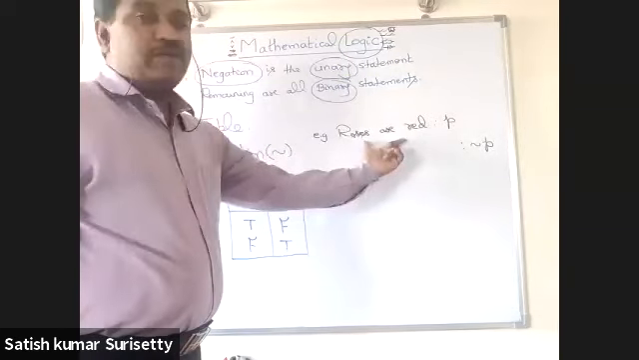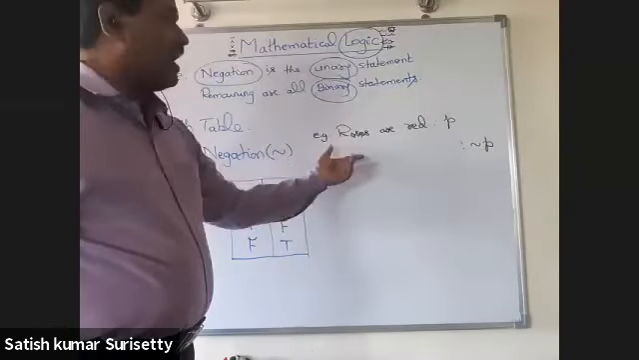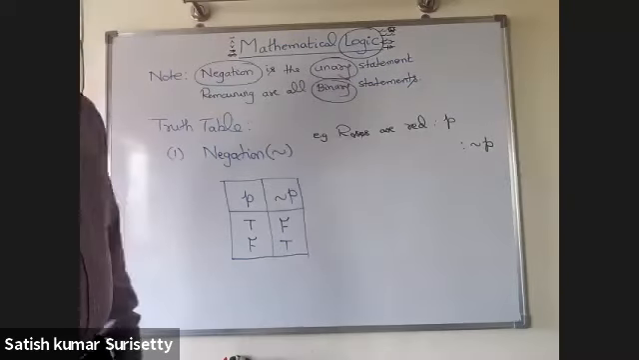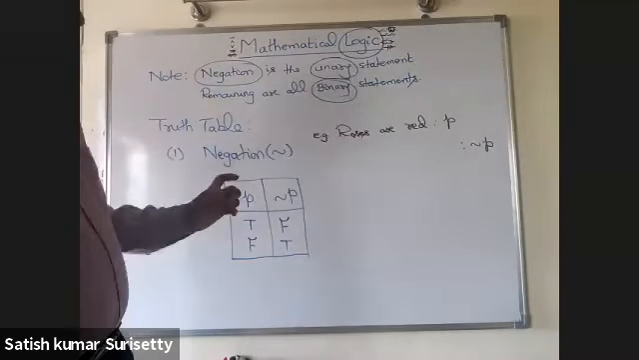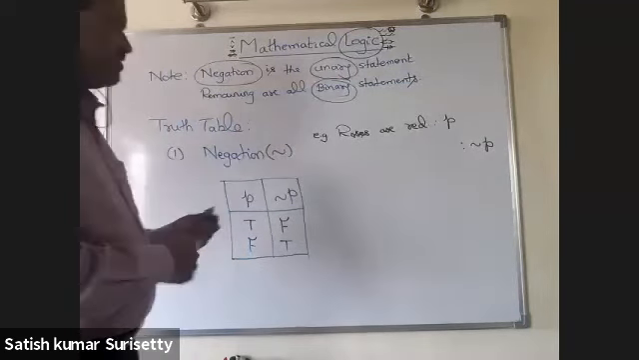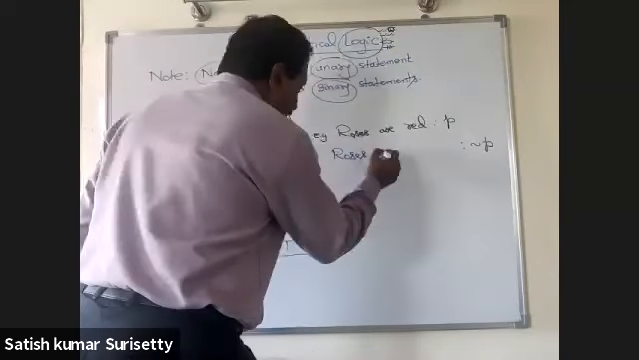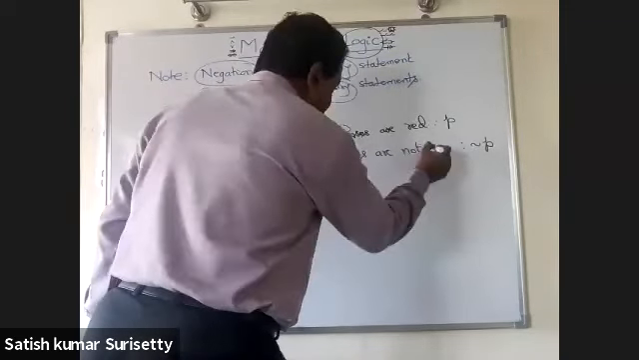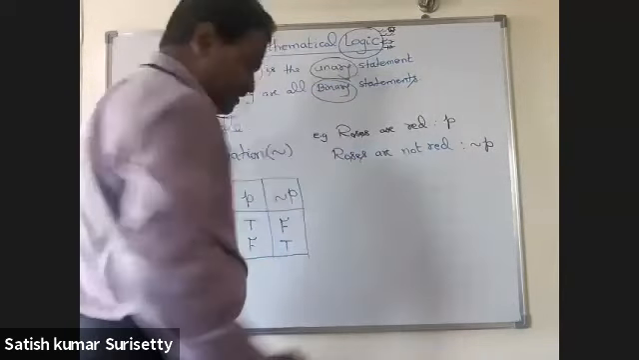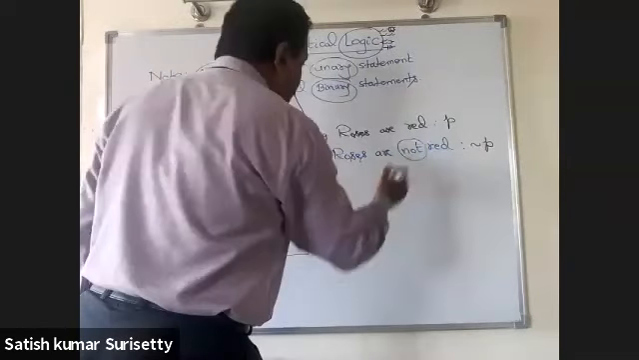Where should I insert the word not? Is it in the beginning, or in the middle, or anywhere? You have to use the word not in an appropriate position whenever you are writing the negation. That means I should write: roses are not red. You should not write: not roses are red. So you have to use the word not in a proper position.